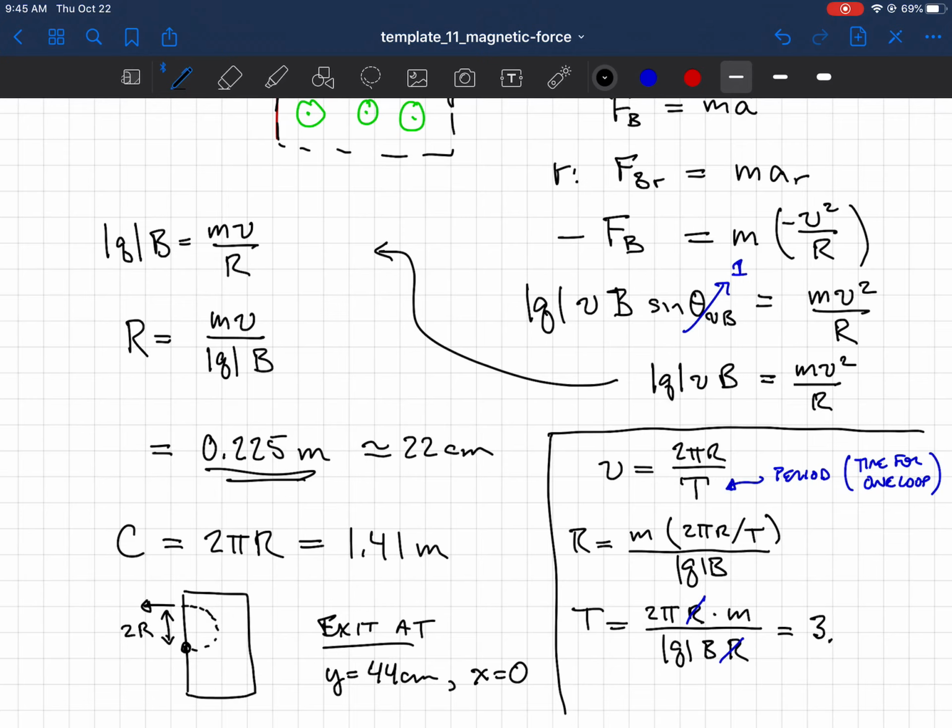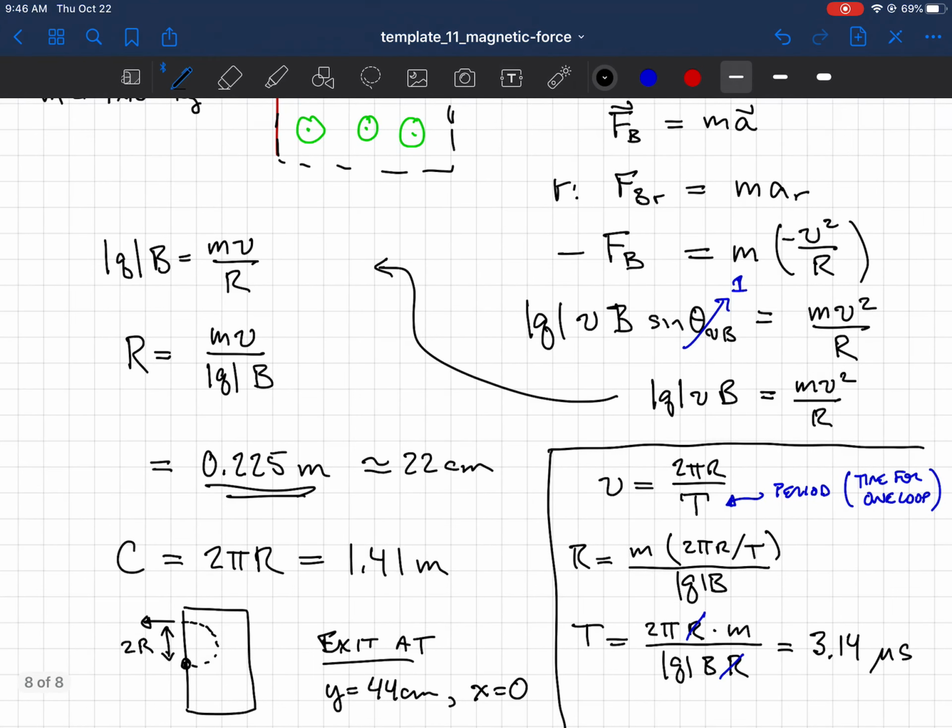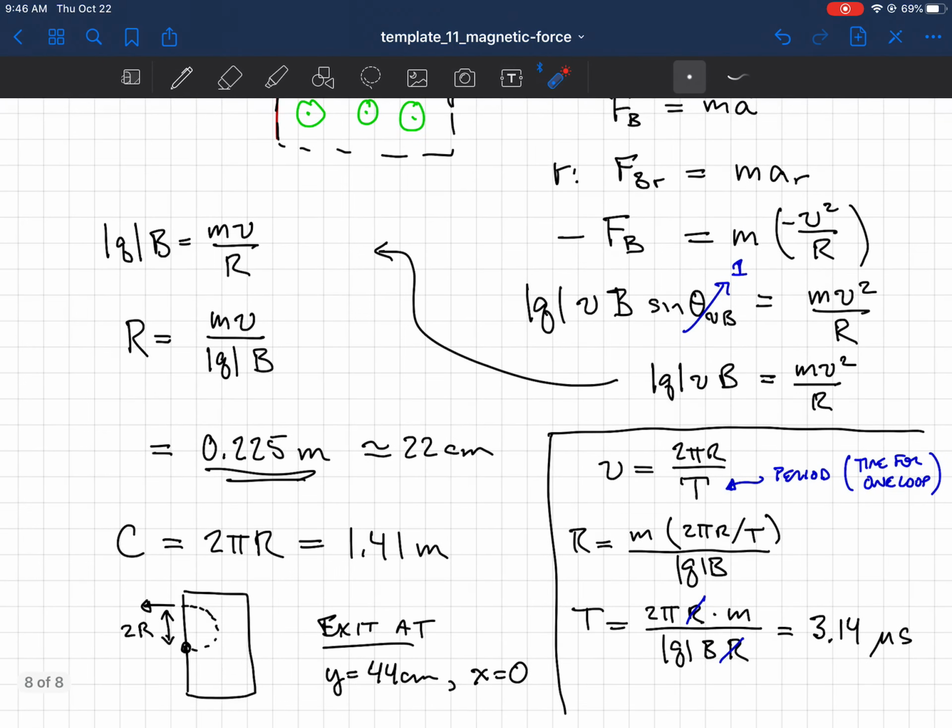Well, I find 3.14 times how much? 1, 2, 3, 4, 5, 6. So it's microseconds. Oops, that shouldn't be so big. Microseconds. 3.4 times 10 to the minus 6 seconds. So the electron will come in, loop around in a circle, and it'll exit not at t, but at t over 2, which is, I guess, 1.5 microseconds, because it only completes a half circular loop there. Okay.